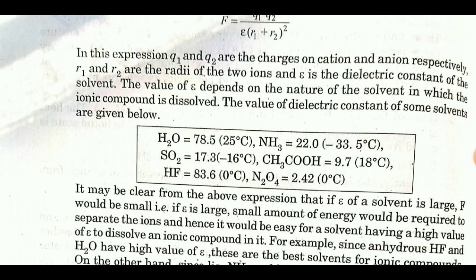The values of dielectric constant of some solvents are given below. H2O 78.5 at 25 degrees Celsius. NH3 22.0 at minus 33.5 degrees Celsius. SO2 17.3 at minus 16 degrees Celsius. CH3COOH 9.7 at 18 degrees Celsius, and HF 83.6 at 0 degrees Celsius. N2O4 2.42 at 0 degrees Celsius.